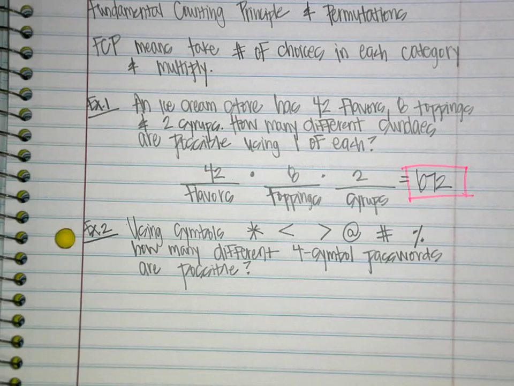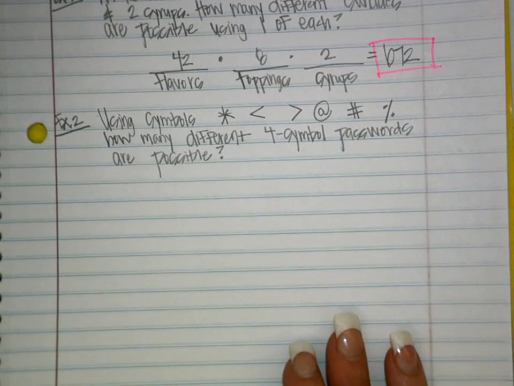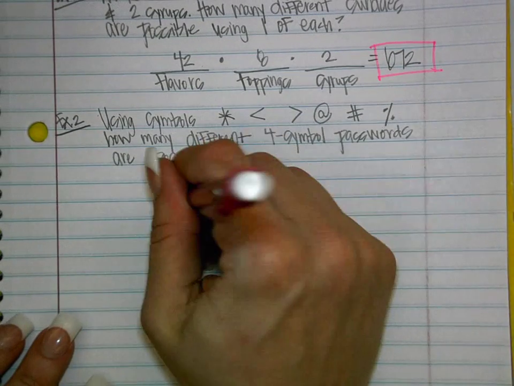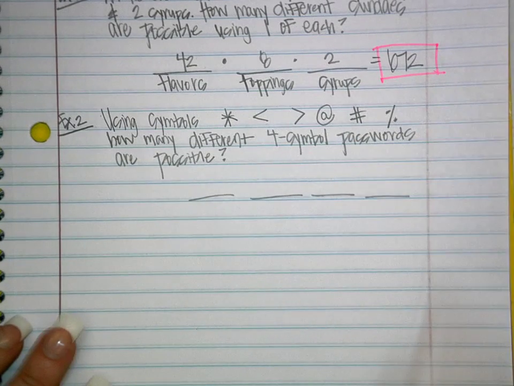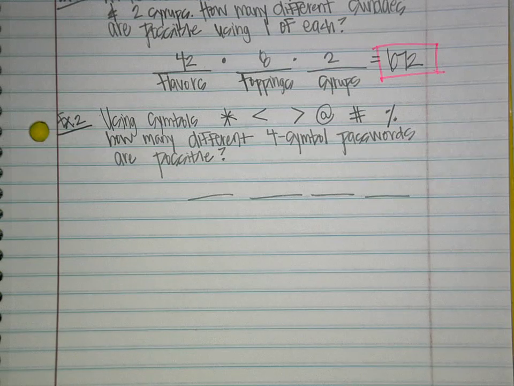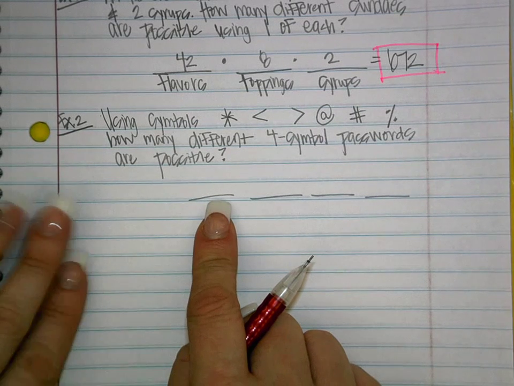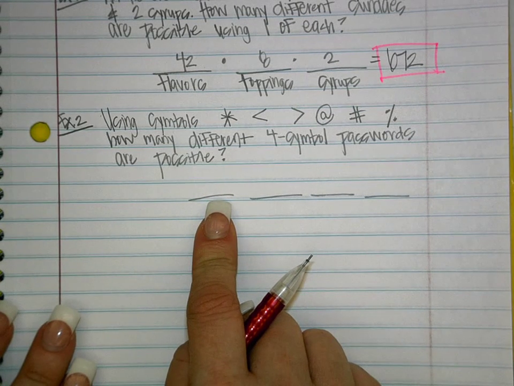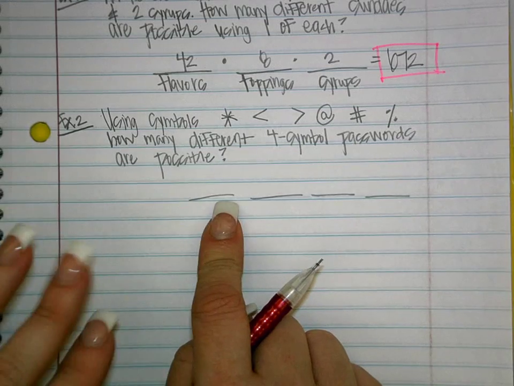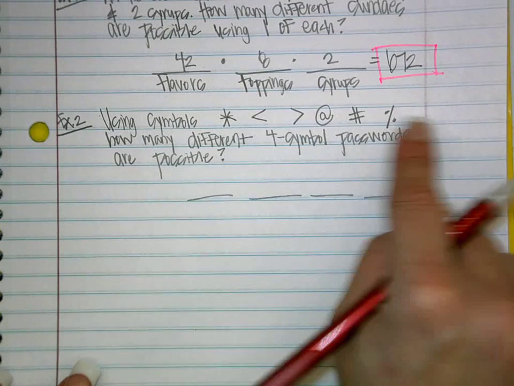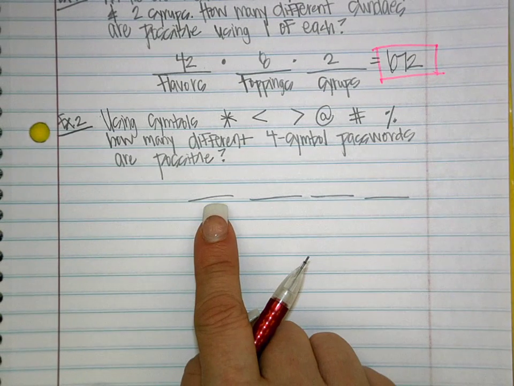So, again, I would encourage you to write the number of spaces, so I would write out the spaces. So we're going to make a four-symbol password, like a computer password, but you can only use these symbols. How many do you have to choose from for the first one? These are the ones we get to choose from. How many do you have to choose from for your first symbol?